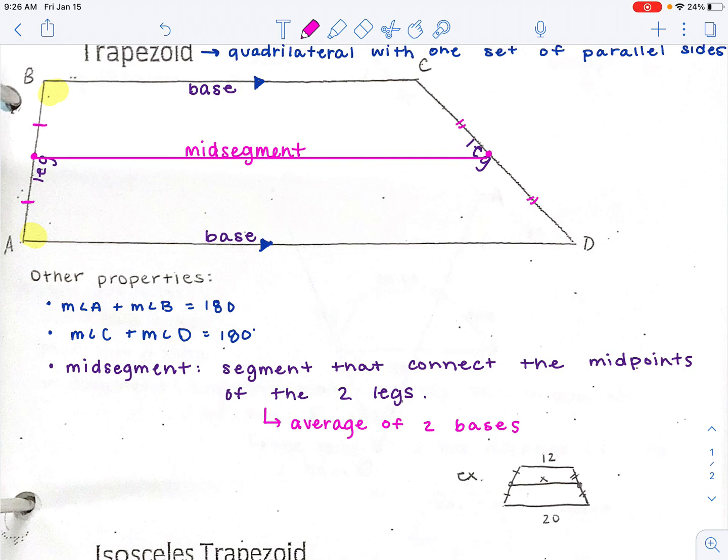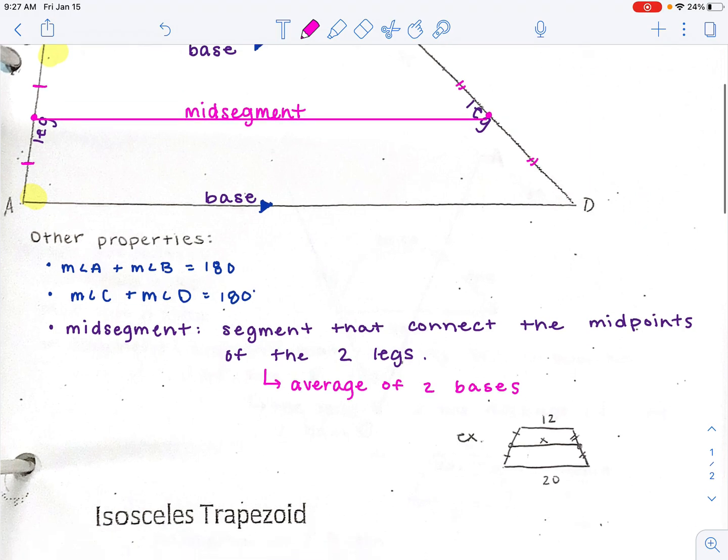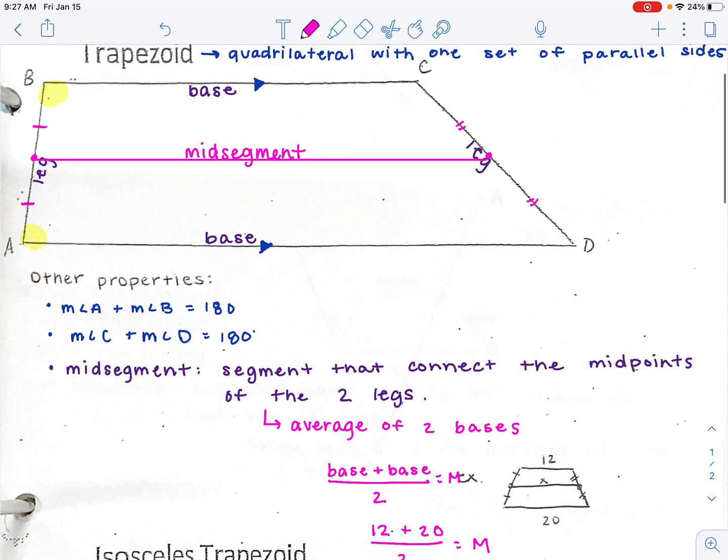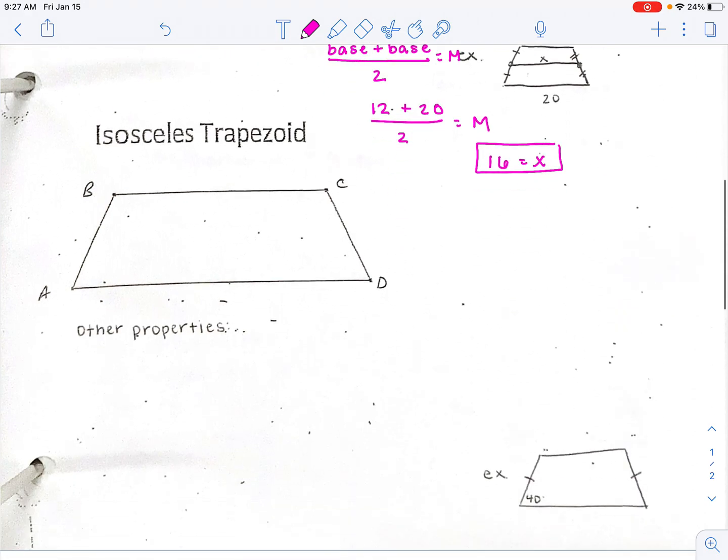It says that we have one base that is 12 and one base that is 20, and we need to find the mid-segment. How you do that is you do base plus base divided by 2, and that'll equal your mid-segment. So my first base, 12, plus my other base, 20, divided by 2 will equal my mid-segment. 12 plus 20 is 32. 32 divided by 2 is 16. So my mid-segment is 16. That's what that will look like there.